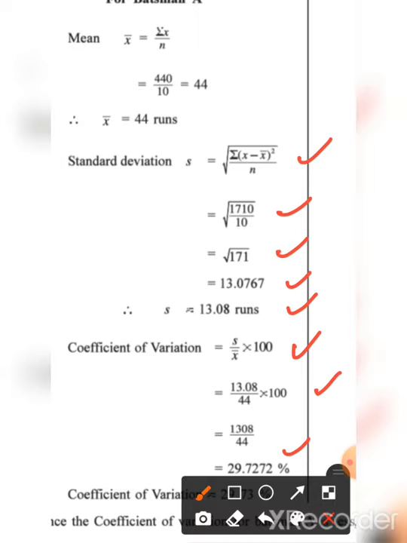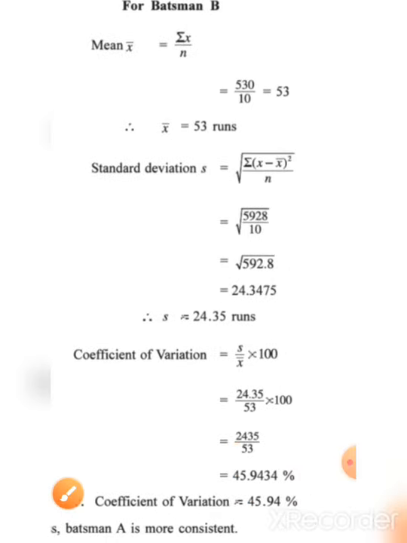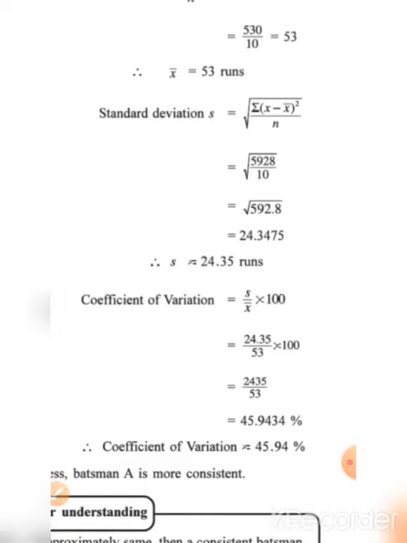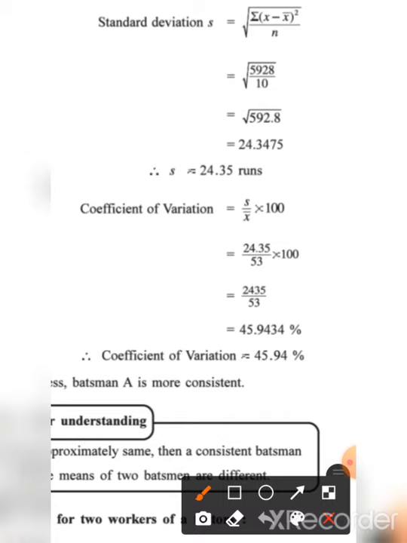29.72 percentage. Again, for batsman B, you are going to use the same method, and as you practice the same, you would find the coefficient of variation has come up to 45.94 percentage. You found the standard deviation over here, you have used the formula for the coefficient of variation, put in all the values, and the answer that you got is 45.94 percentage.